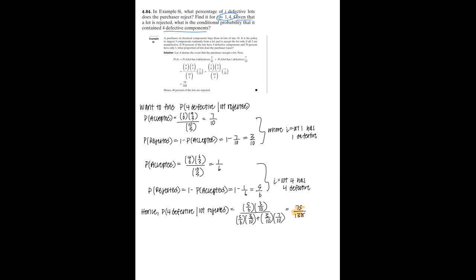I want to present 4.84. An example: what percentage of defective lots does the purchaser reject? Find it for i equals 1 and i equals 4. Given that a lot is rejected, what is the conditional probability that it contained 4 defective components? So we want to find the probability of 4 defective given lot rejected.